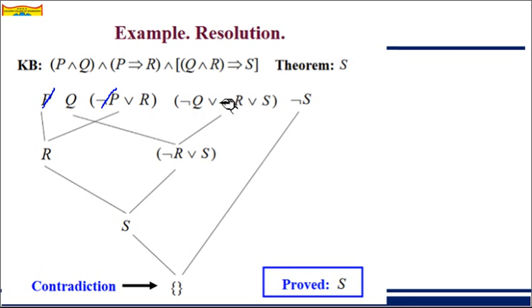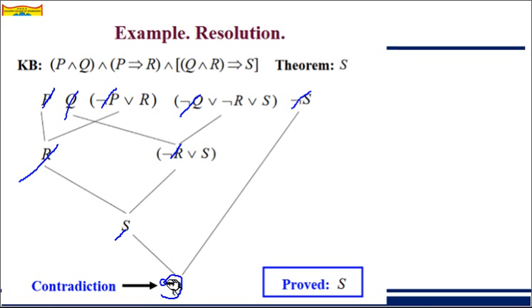Now what remains over here? Q, and here I have not of Q. So we can resolve this not of Q and Q. What we get is not of R or S. Whatever remains over here we have written. Now from these, can I resolve? Yes, I can resolve. Here it is not of R and here it is R. So what remains over here is S. What remains over here is not of S. Again they both get resolved. So here S gets resolved with not of S, and what remains is empty set.